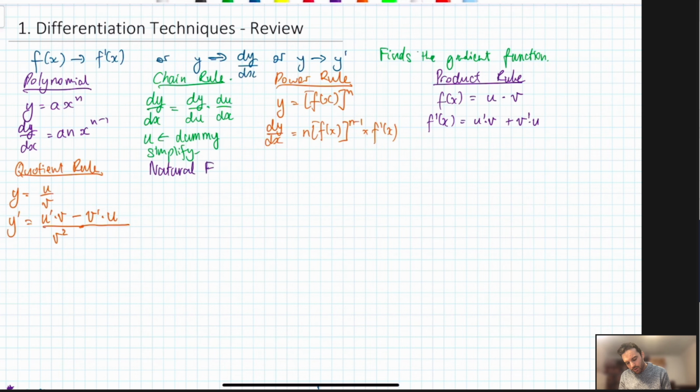The natural exponential, okay? Now that one there, you've got y is equal to e to the power of f of x, where e is the natural exponential function. Remember, e is equal to 2.718. So let's differentiate that. What happens is you can just bring that gradient function down and keep that same e to the f of x.